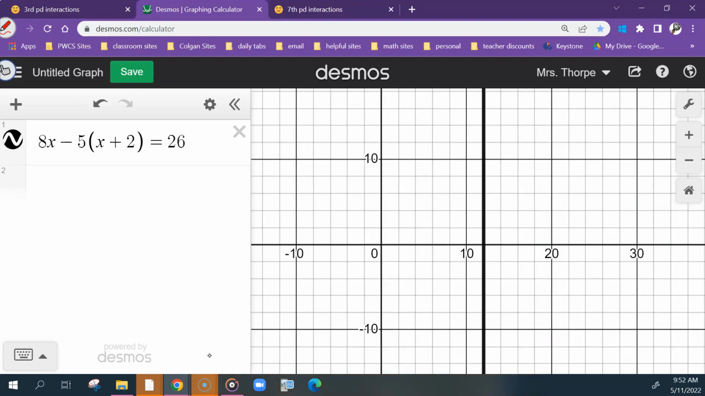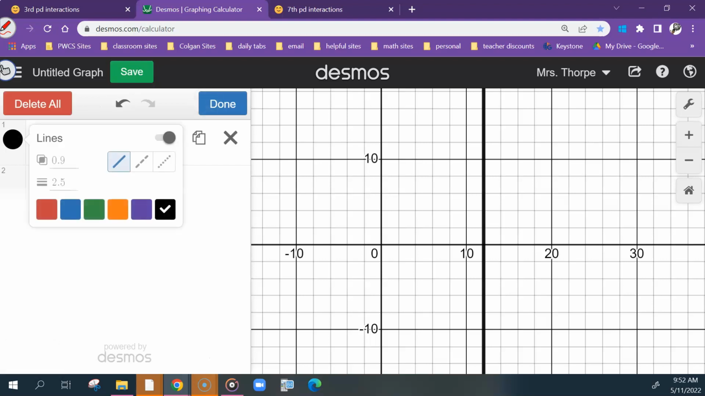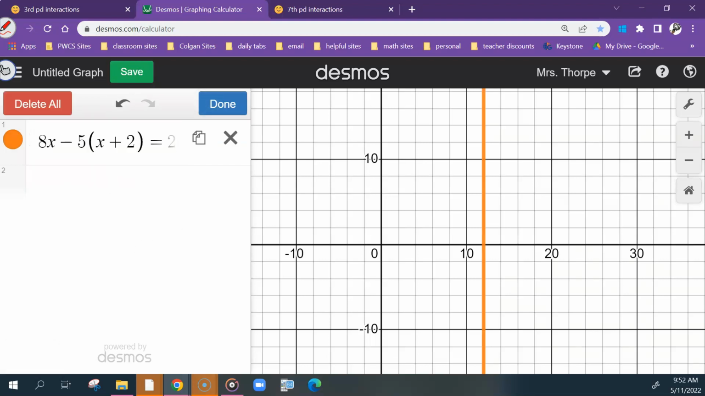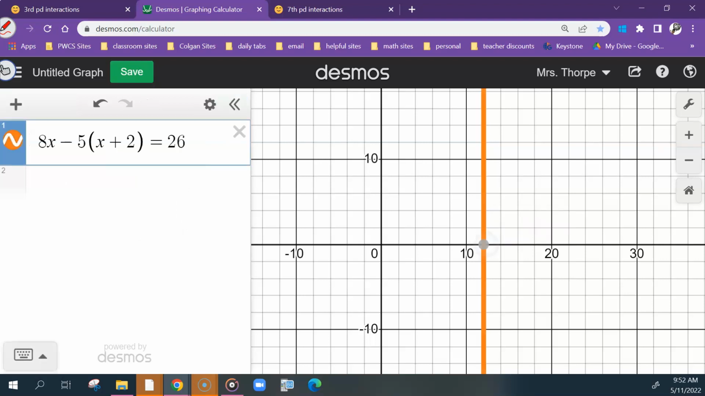But I have some vertical lines. I'm going to change the color so we can all see it. And I would just click on where it crosses the x-axis at 12. X equals 12 would be my answer. That would be the solution. Because this is just a solving problem, so at the end you get x equals 12. Do you want to see any of the other solving ones before we move on to quadratics?